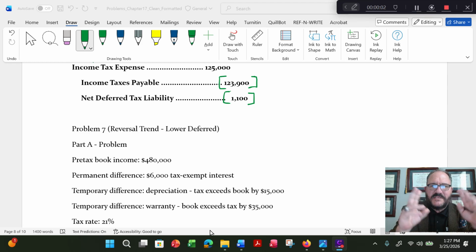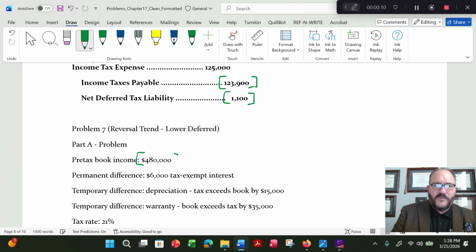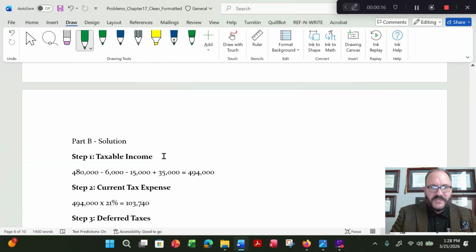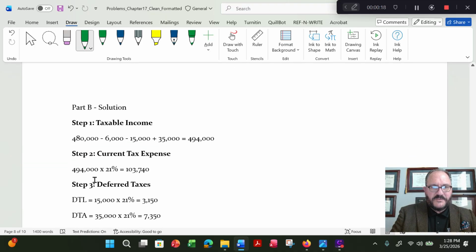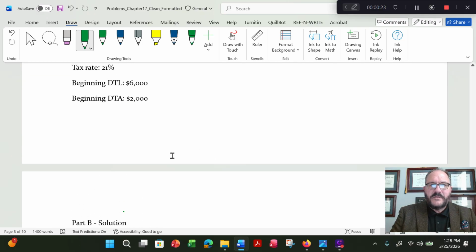All right, folks, last two problems. Okay, so let's take a look here. We have pre-tax book income of 480. Again, we got some tax exempt interest, so you know we're going to subtract that. You can see that right down here, subtracting it right here. This guy. Okay, going to subtract that.